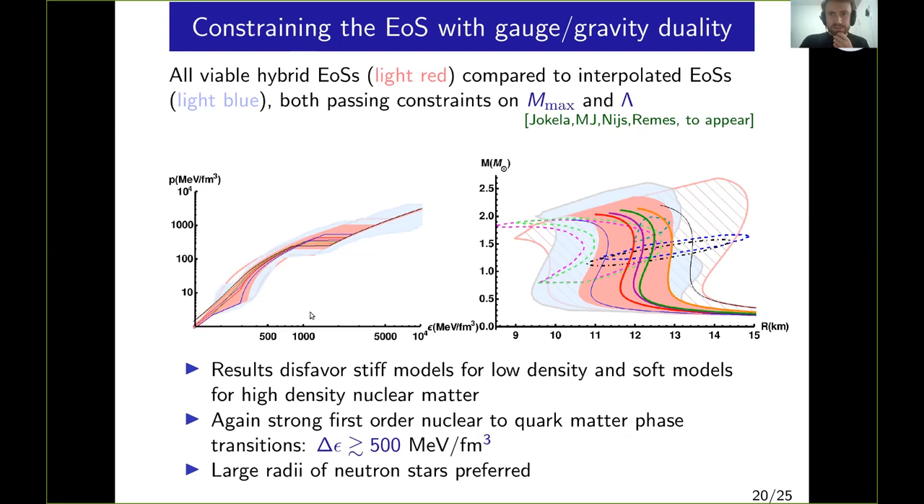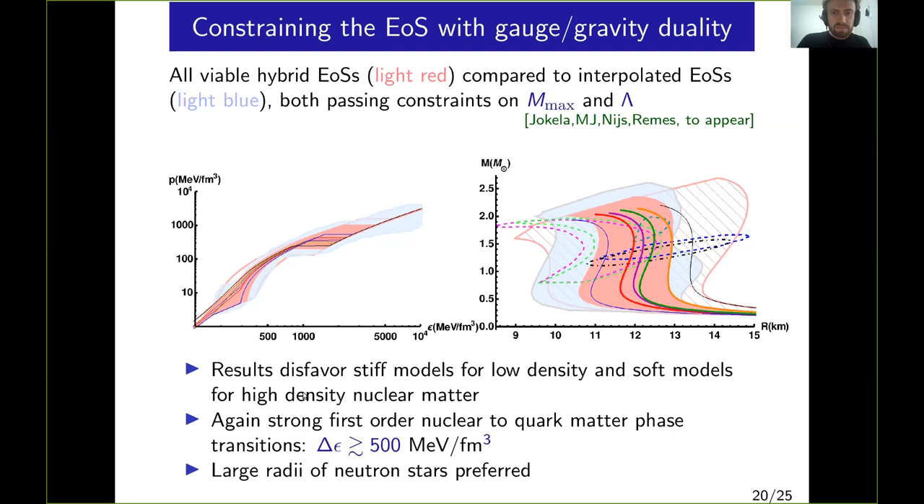So on the right-hand side, I'm showing the results for the equation of state. The red band is all the equations of state spanned by this hybrid equation of state, and it's compared to this light blue band, which are the interpolated equations of state. And both of these sets pass the astrophysical constraints, so therefore the difference is what is the constraint given by holography, essentially.